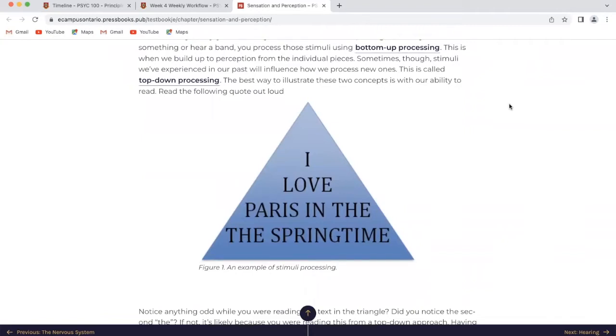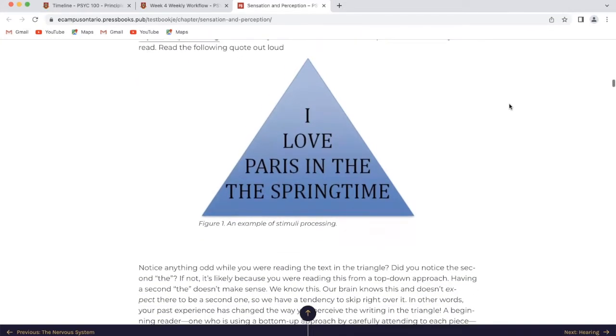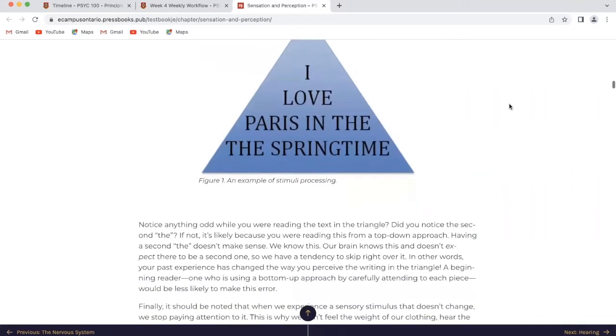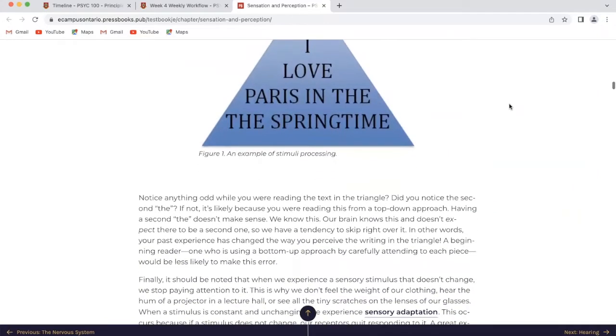The best way to illustrate these two concepts is with our ability to read. Read the following quote out loud. I love Paris in the springtime. However, most people would say, I love Paris in the springtime. Notice anything odd while you were reading the text in the triangle? Did you notice the second the?